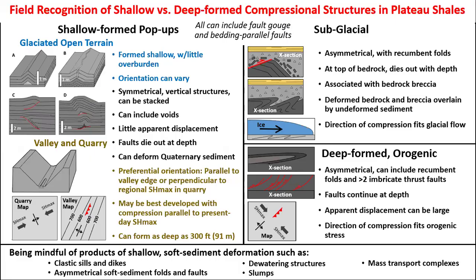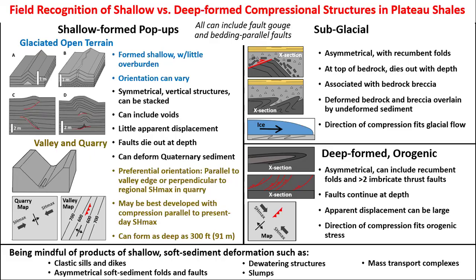Here's a summary of our observations so far. Shallow-formed pop-ups tend to be fairly symmetrical vertical structures. They can be stacked, they can include voids, and they can have little apparent vertical displacement away from the main structure. The faults die out with depth. The structures can include deformed Quaternary sediment. On glaciated open terrain and in quarries, they form shallow with little overburden.